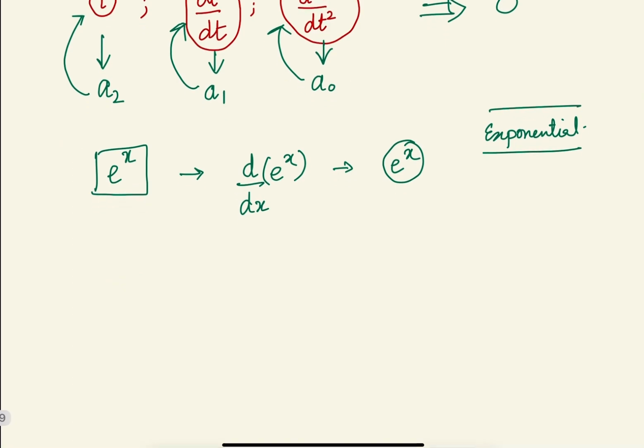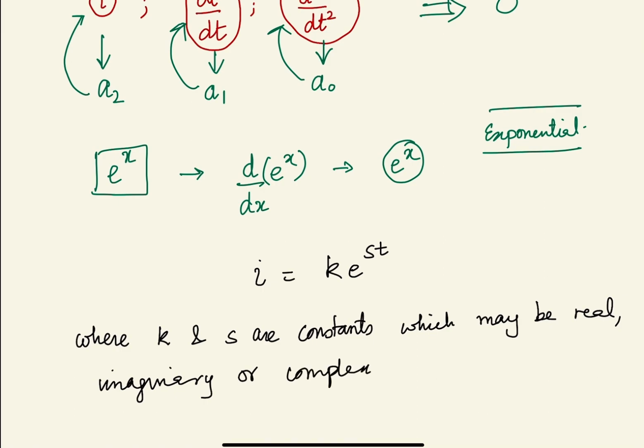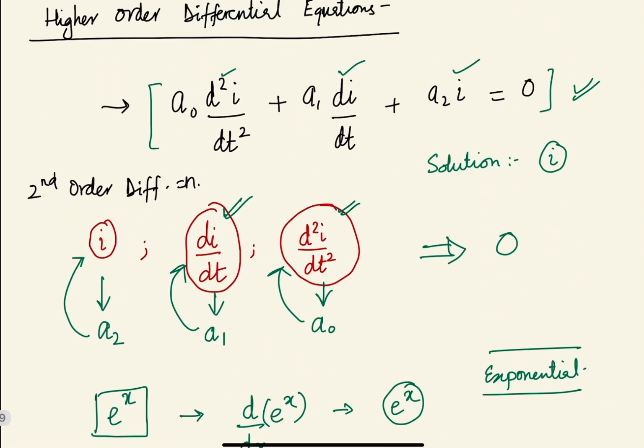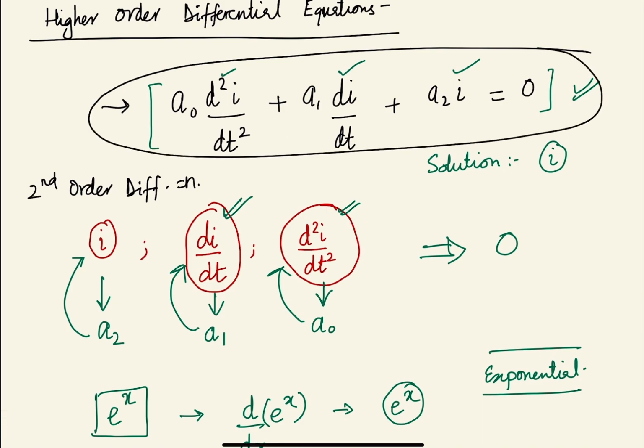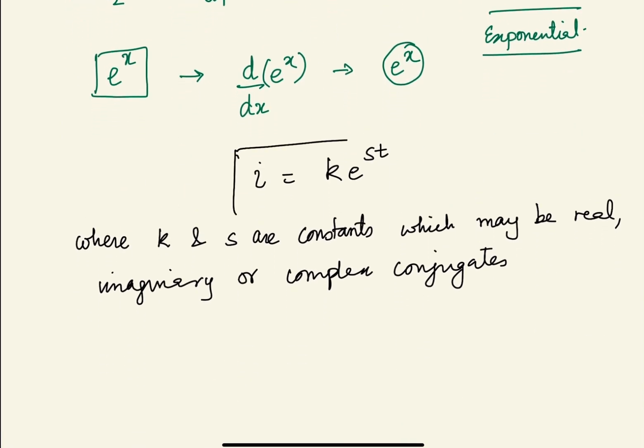So if we assume the solution of this differential equation to be I equals some constant k times e to the power st, where k and s are constants which may be real, imaginary, or complex conjugates, we will see each of these cases. For differential equations of this format, the best possible solution is of this format.